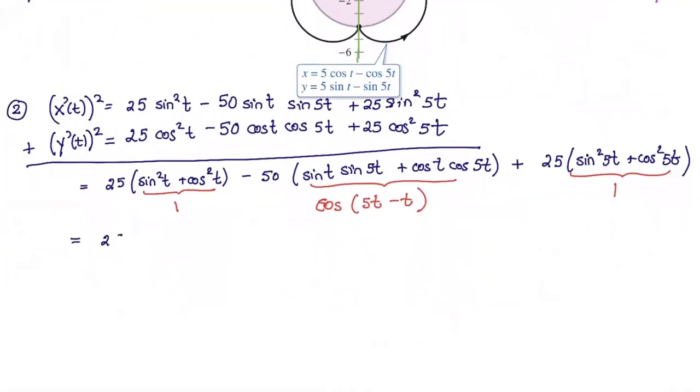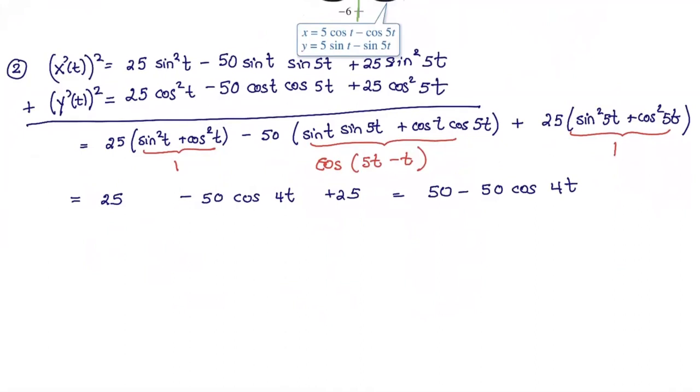The result is going to be 25 minus 50 cosine of 4t plus 25, which will equal 50 minus 50 cosine of 4t. And now we have to do another little trick again, because we need to take the square root of this thing, and we cannot take the square root of the function that we have right here.